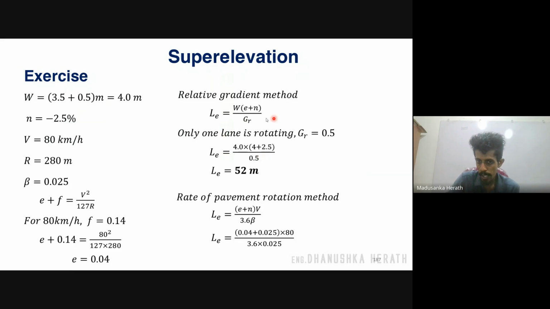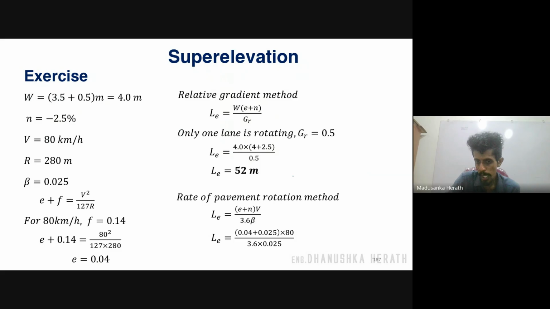Right? E is, so as I explained previously, here in this relative gradient method, this is a percentage and GR also percentage. Therefore, the percentage will cancel out. For that one, we have to substitute in percentages. Here E is 4%, so you have to apply 4 here. N is 2.5%, you have to add 2.5 here, right? And also this is minus 2.5, right? But here it is plus. So what is the reason?